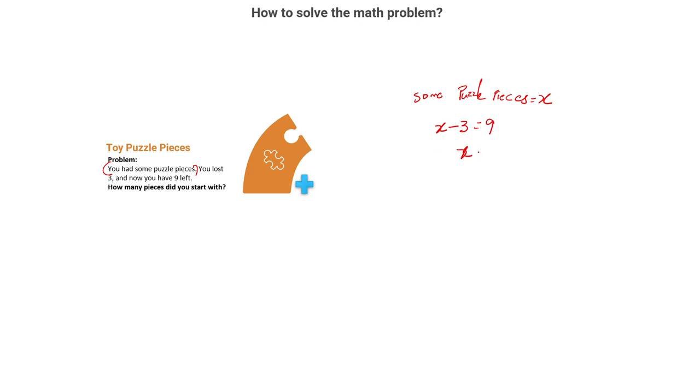The moment any negative moves from the left side to the right side of the equation or vice versa, it changes its sign. So 9, minus becomes plus, so it becomes 3. So x equals 12. 9 plus 3, 12. This way we can simply form an algebra equation and solve our things. This is very simple because you have just plus and minus, so it is easy for you.